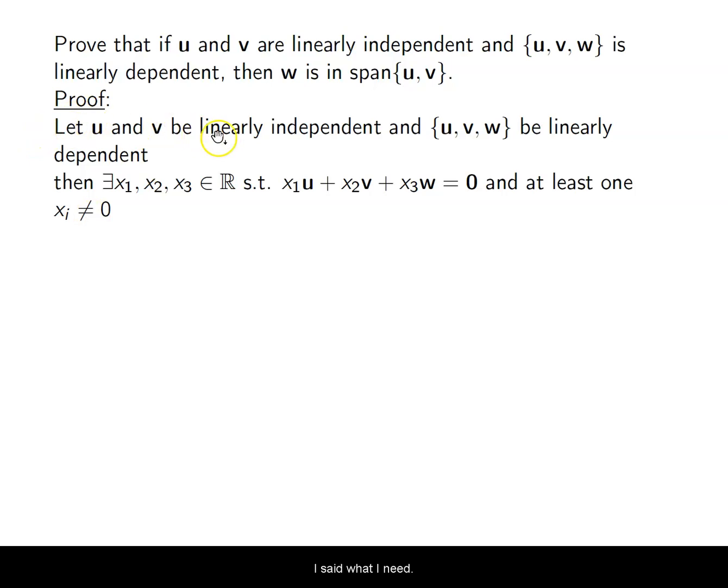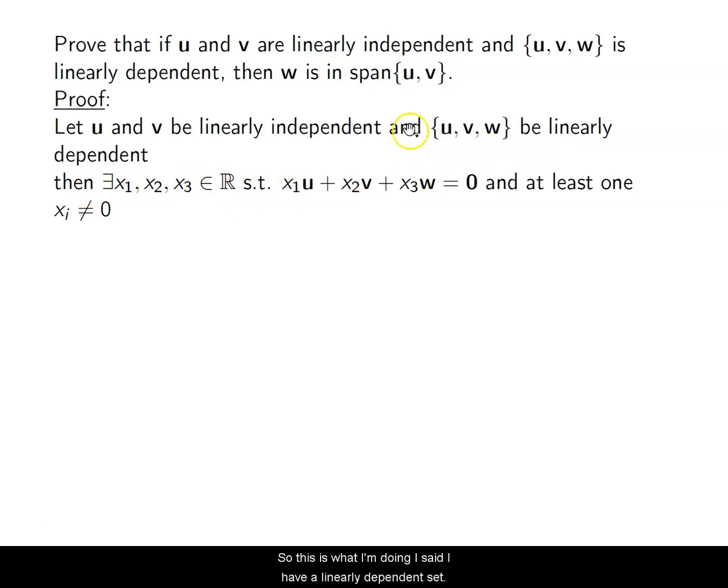So I said what I need, and then I said what that means. u, v, and w linearly dependent means that if I write it as a linear combination and set it equal to the 0 vector, I cannot have the trivial solution. I have to have a non-trivial solution. That means this and this can be 0, but this one can't. Or maybe this one and this one can be 0, but this one can't. One of these cannot be 0, because if they're all 0, then I have the trivial solution. If I have the trivial solution, that means they're linearly independent, which is false.